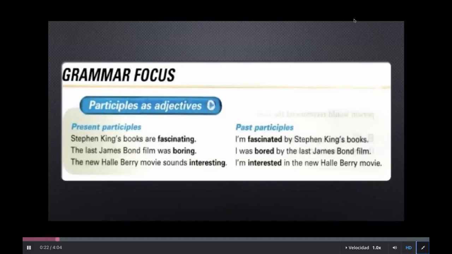Present participles. Stephen King's books are fascinating. The last James Bond film was boring. The new Halle Berry movie sounds interesting. Past participles. I'm fascinated by Stephen King's books. I was bored by the last James Bond film. I'm interested in the new Halle Berry movie.